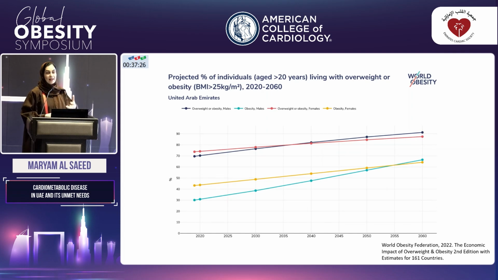And I can tell you that this data is comparing 2020 to 2060. But if we want to go back to 1975 in the UAE, and what the overweight and obesity rate was then, it was close to about 10%. So it's a huge difference for a relatively short time frame.